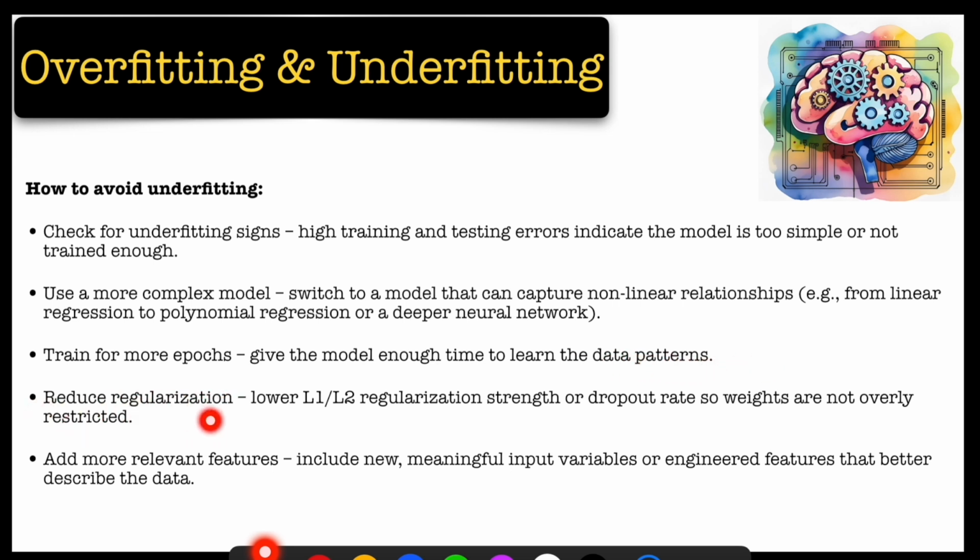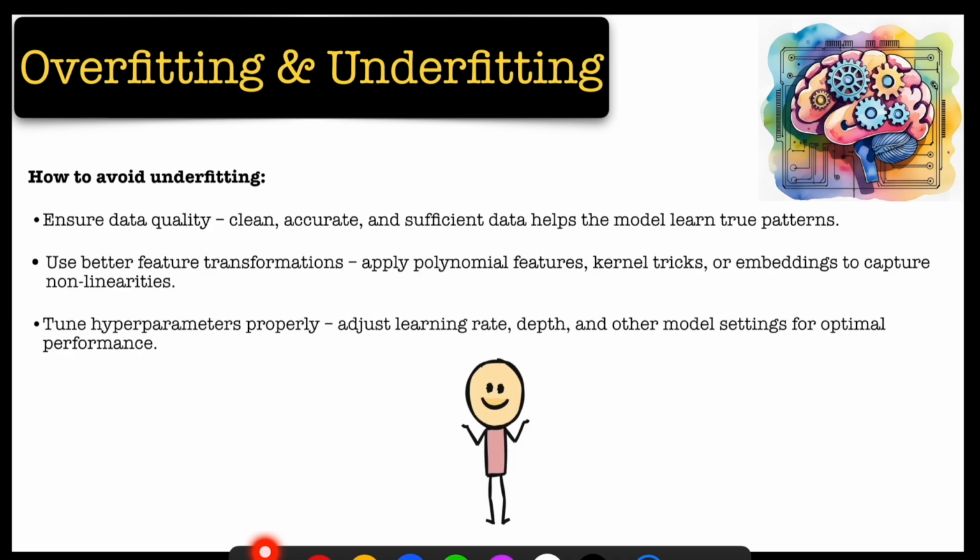Reduce regularization. Regularization is the technique to fight overfitting, right? So if we already detect that we have underfitting, we have to reduce the regularization or dropout and other things we use to fight overfitting. Add more relevant features. We can include new meaningful input variables or engineered features that better describe the data. We can ensure the data quality is clean, accurate, and sufficient, which helps the model learn the true patterns. We can use better feature transformation techniques, applying polynomial features, kernel tricks, or modern embedding techniques to capture non-linearities in the data. We can tune hyperparameters properly, adjusting learning rate, depth, and other model settings. There are lots of hyperparameters in a neural network that we can tune for optimal performance.